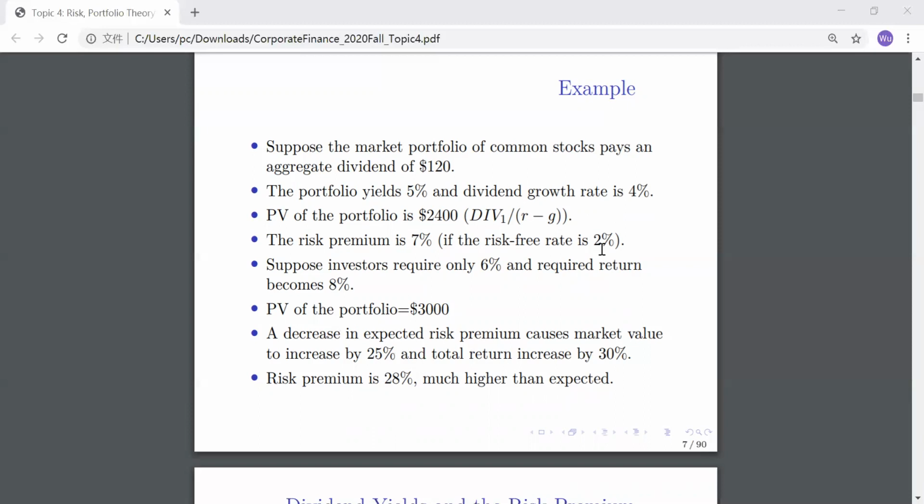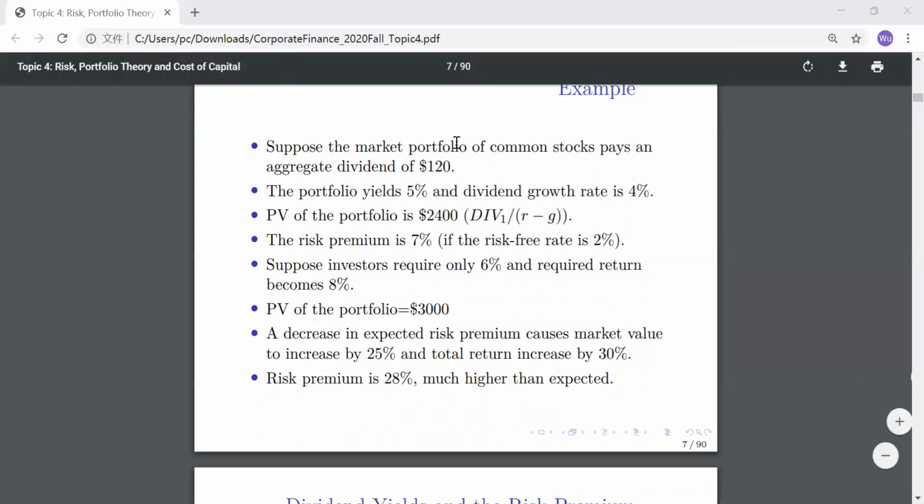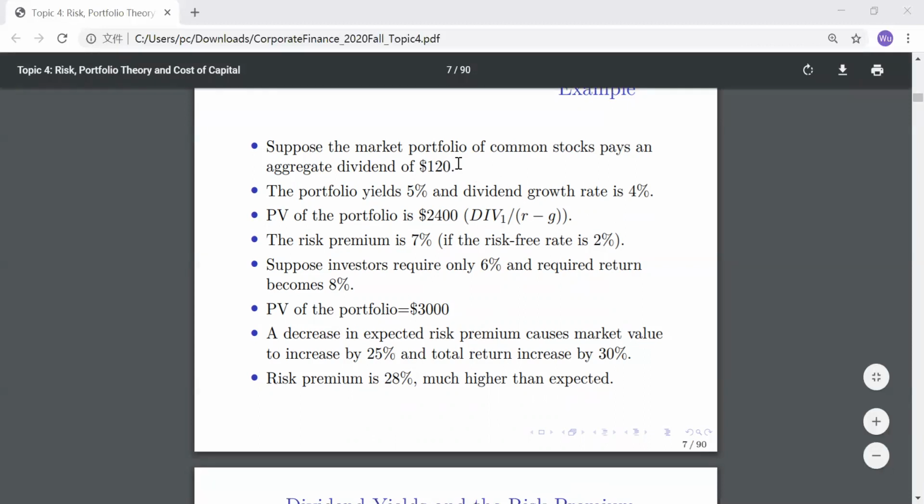Again, let me go through this calculation. We start from an aggregate dividend of 120. The portfolio yields 5%. The dividend growth rate is 4%. Now the present value of the portfolio is 2,400 using this formula here. The key thing is that the total return is 9%, which is 5 plus 4. Now the risk premium is 9% minus the risk-free rate, that is 2%. So you get a risk premium of 7%.